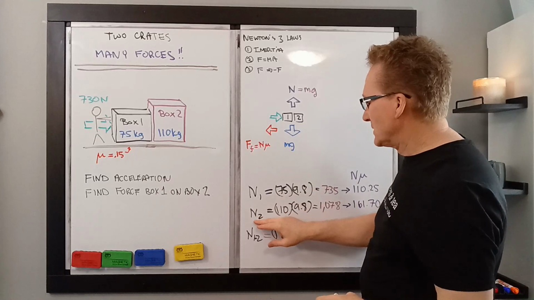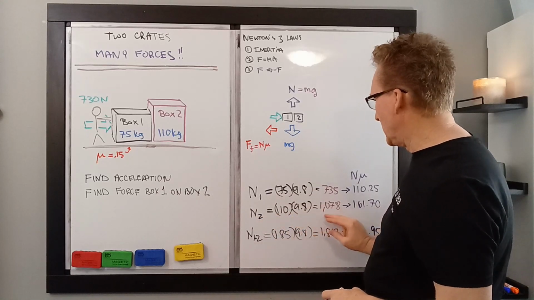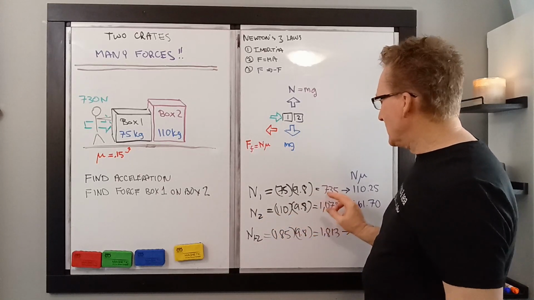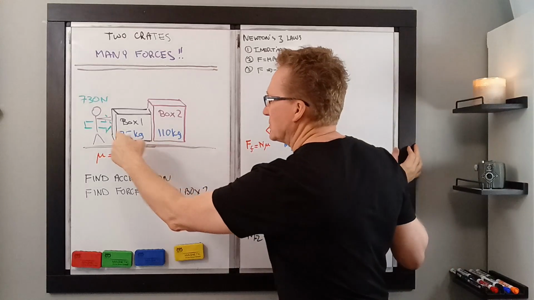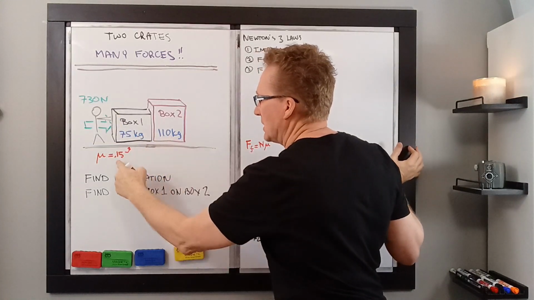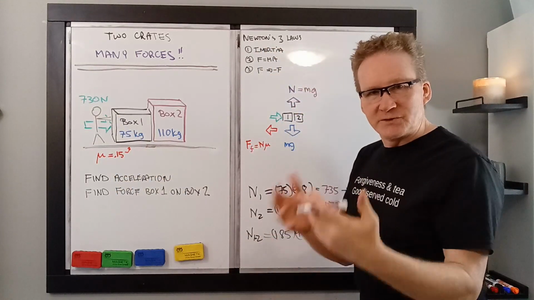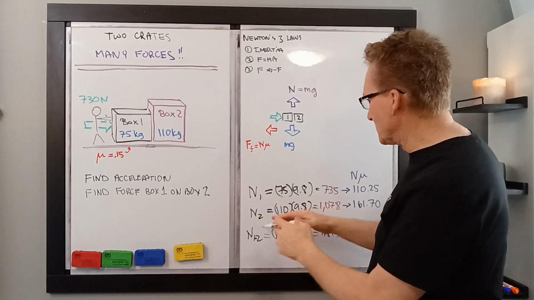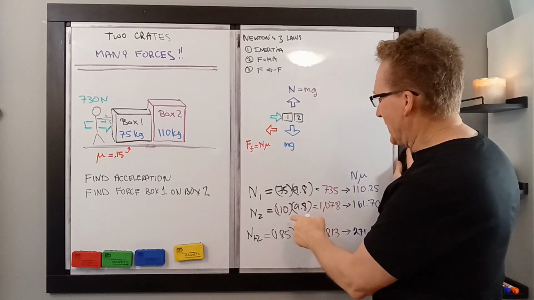Box 2, the normal force is 110 times 9.8, which is a little over 1,000. I didn't worry about significant figures. Here we have 2, here we have 2, here we have 2, here we have 2. We're going to do the two significant figures right at the end, but for now we'll just keep a couple of extra so that we don't have a lot of rounding errors.